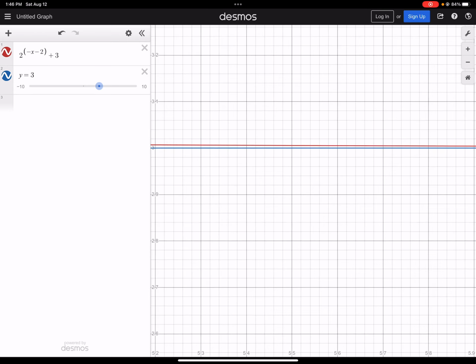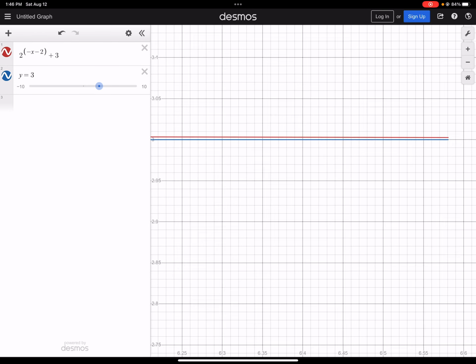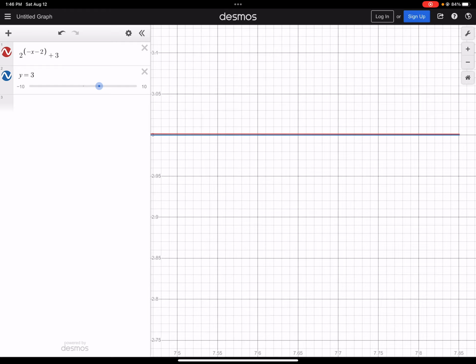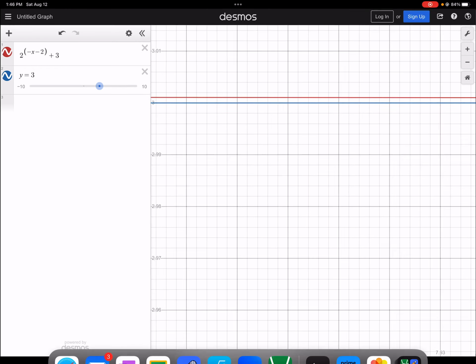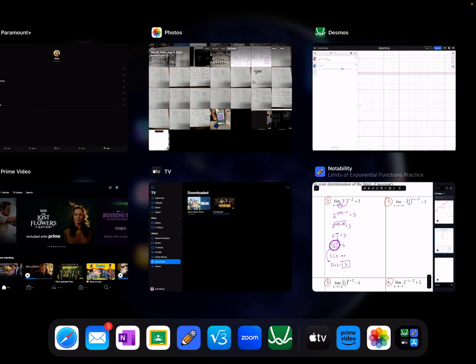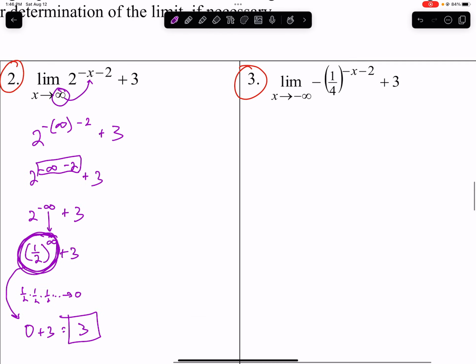Because it starts doing round off error. But if I zoom in, you can see it never quite gets there. And when it looks like it does, you can just zoom in further, right? So that's how you would do that one.